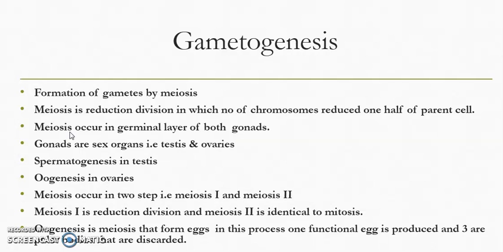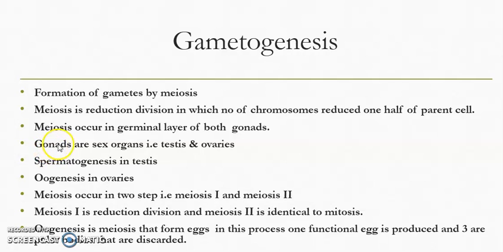Where does meiosis occur? Meiosis occurs in the germinal layer of both the gonads. The germinal layer contains the germ cells. Germ cells means the cells which are converted into eggs and sperm. They are also considered to be the sperm mother cells and the egg mother cells.